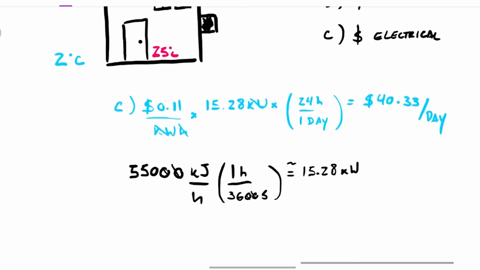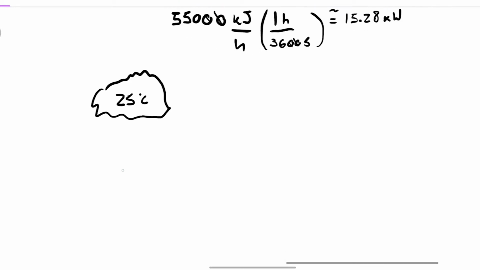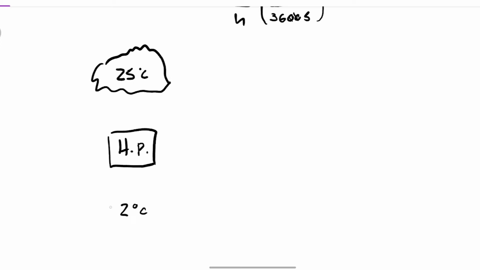Okay, but now what we're going to do is the following. Remember that the idea here is that we have a hot reservoir, which is at 25 Celsius, our house. We have our heat pump in here, and then we have our 2 Celsius, which is a cold reservoir. Instead of having the energy going from hot to cold, if we want to reverse this, then we need to put some energy into our system, which is the work that this heat pump does.